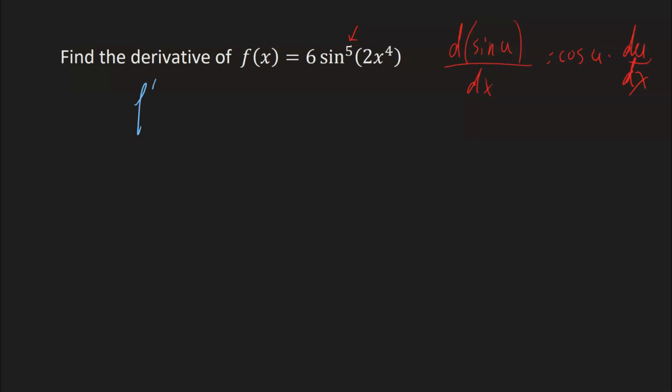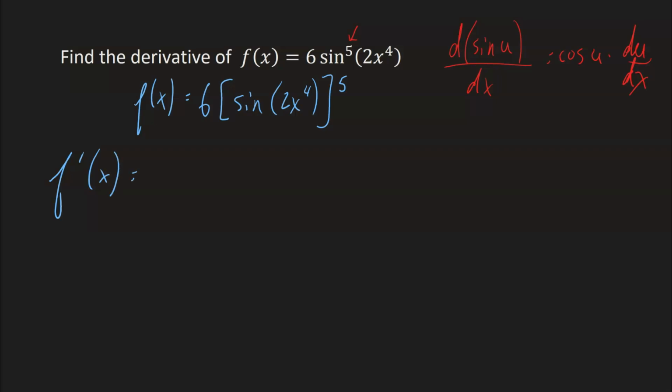All right, so I'm going to rewrite that as usual. 6 sine 2x to the 4, all to the 5. So this is 6 something to the 5. I want the derivative of 6 something to the 5. Well, 5 times 6. Leave the bracket alone, the something. Oops, that's not a square, that should be a 4. And reduce the exponent by 1.